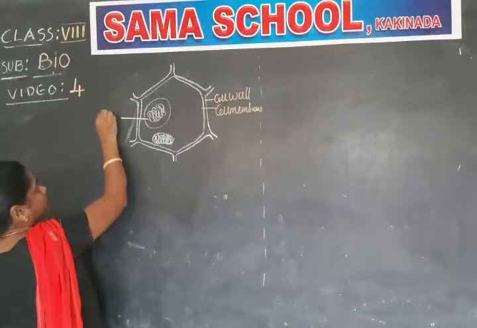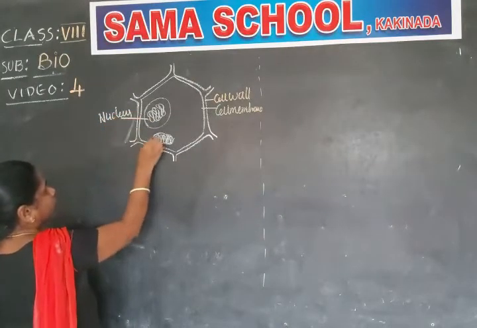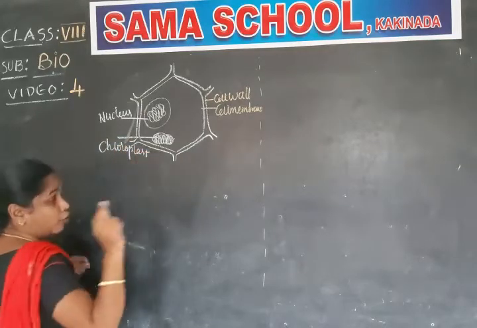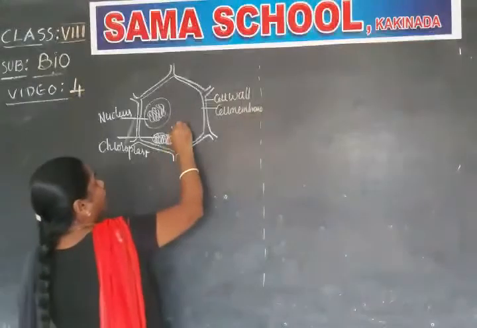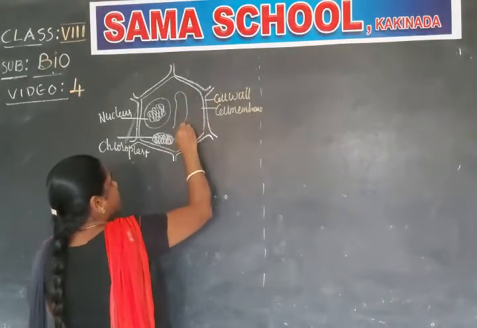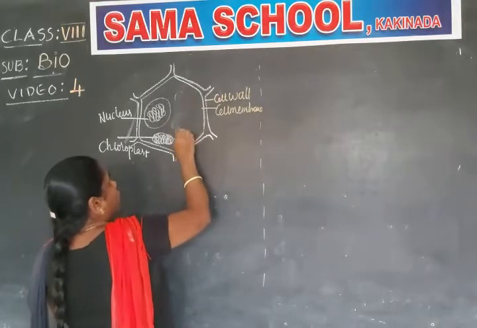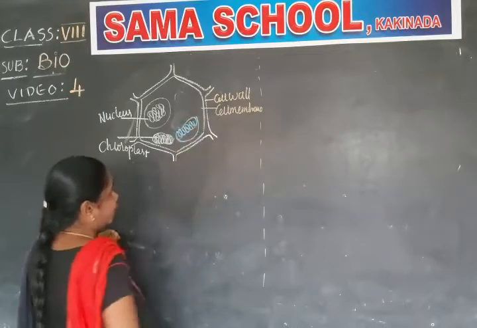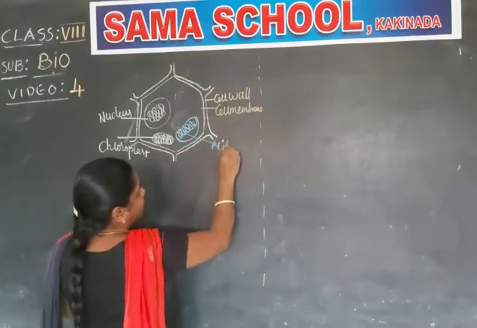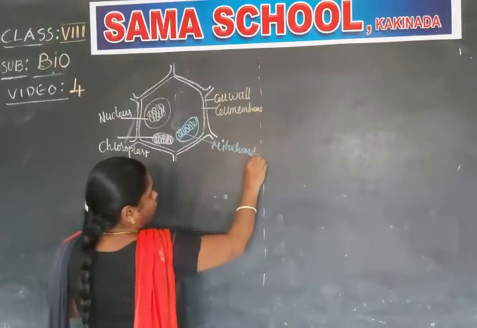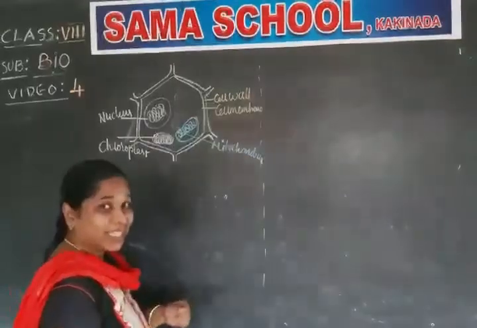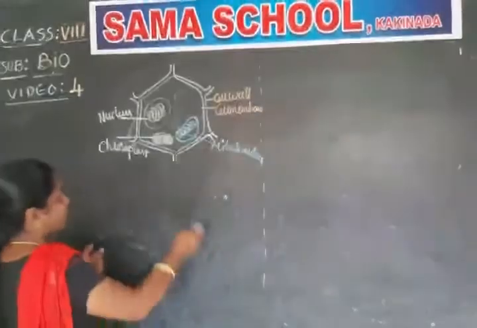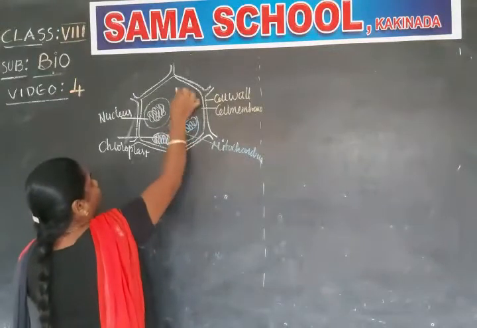Then this is nucleus, chloroplast, which are not present in animal cell. Now this is very short. This is mitochondria, which is called the powerhouse of the cell. Why? Because previously, what problem we faced in the examination, this time that type of problem should not be faced by the students. So next, these are completely cytoplasm.